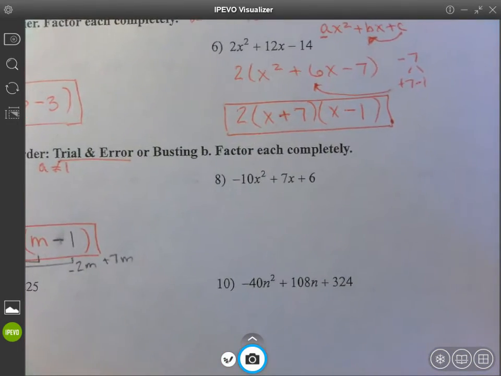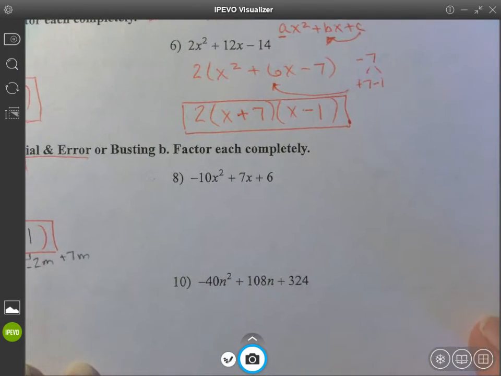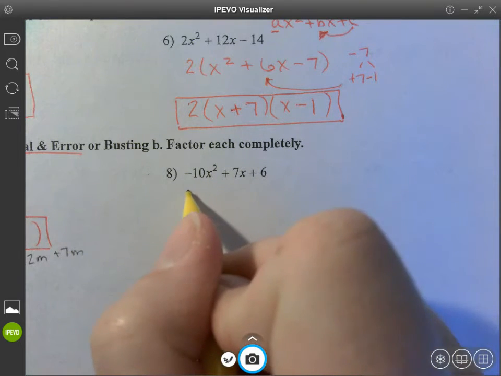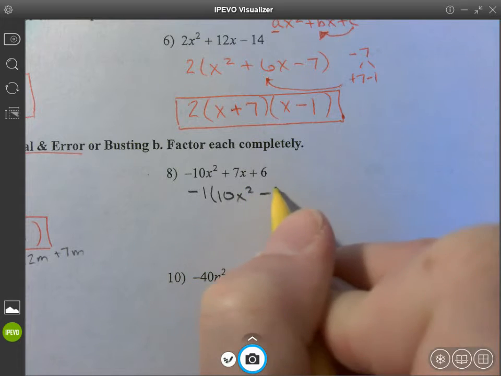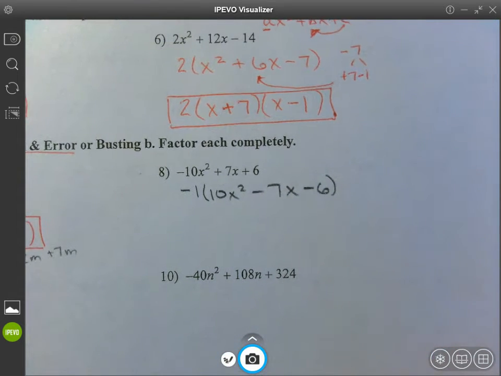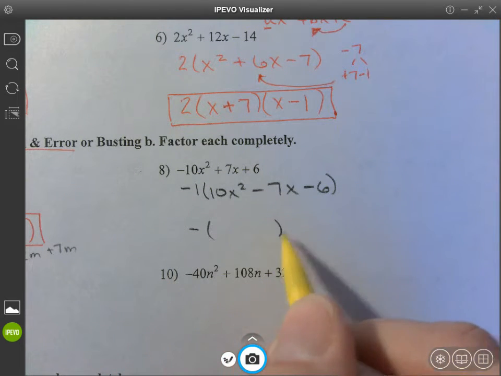There is something that I want to fix. Do you see it? What would make it easier? Let's take that negative out. You don't have to do that, but my brain functions better if I don't have to worry about that till later. So I'm going to take out a negative 1, and I'm left with all the signs flipping. So double check that you change your signs. I think it just works and helps us. So I'm going to leave that negative sign out there, or negative 1.